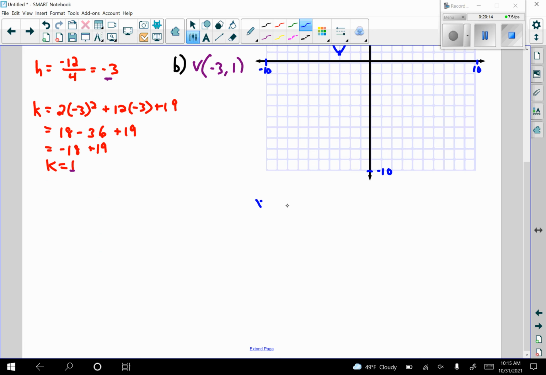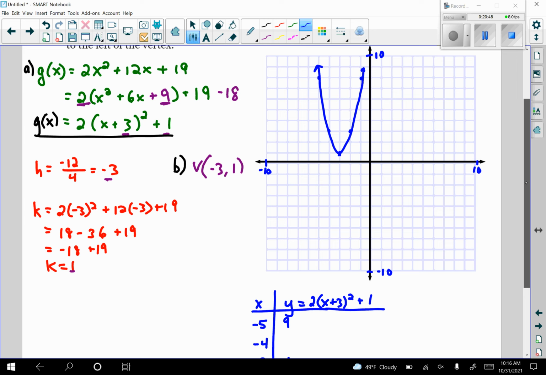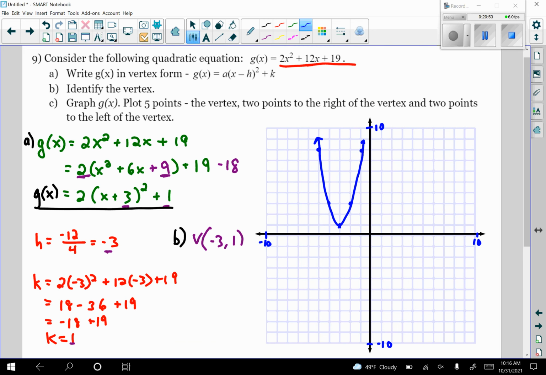But we can also make a table. So my vertex is -3, 1. I want to go a couple points to the left and then a couple to the right. And I'm going to put this in here like this. 2 times the quantity x plus 3 squared plus 1. So if I'm at -5, -5 plus 3 is 2. 2 squared is 4. 4 times 2 is 8. 8 plus 1 is 9. So I have the point -5, 9, which shows up on my parabola. That's right here, -5, 9.